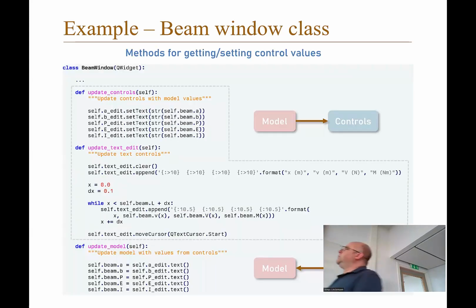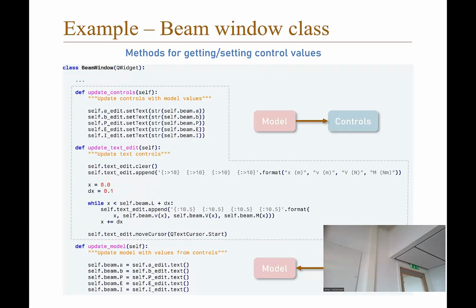And here you have update controls. We just do set text string self.beam.A. So in this case, this is guaranteed to be a float. It converts to a string, that's the text. The text edit here basically just calls the loop here that we did for printing, clears the text box, appends the header, and then just loops over the beam here to calculate the values.